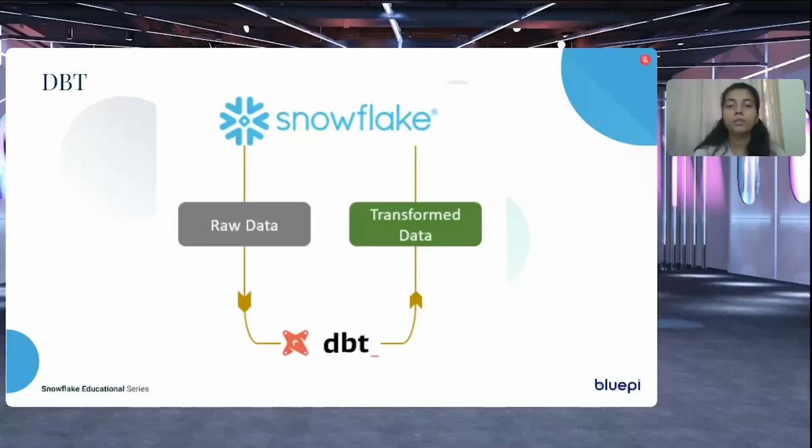Now, DBT is a transformation workflow that lets teams quickly and collaboratively deploy analytics code following software engineering best practices like modularity, portability, CI/CD, and documentation. Now, anyone who knows SQL can build production grade data pipelines, and it transforms data in the warehouse leveraging cloud data platforms like Snowflake. Now, DBT comes in two variants: DBT CLI, which is the command line interface run by the terminal, and DBT Cloud, a web based application along with an IDE.